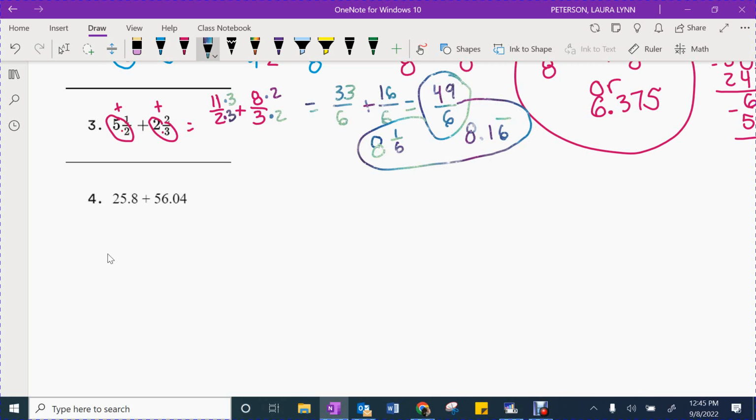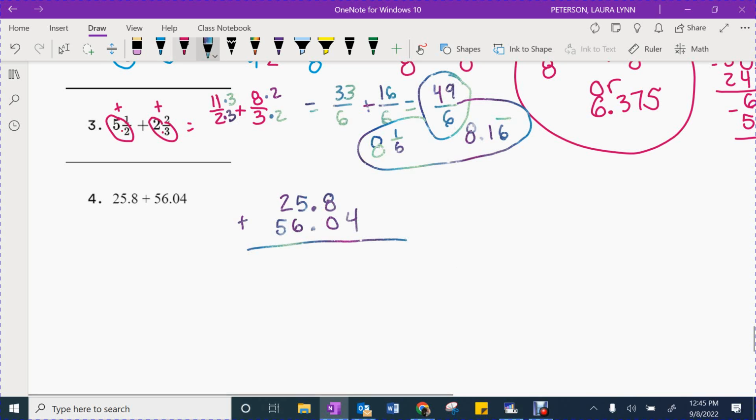Okay, last question. Decimal addition. When you are adding or subtracting decimals, you do have to line up your decimals. So what I'm going to do is start by writing 25.8 plus 56.04. So the decimals are lined up top to bottom.